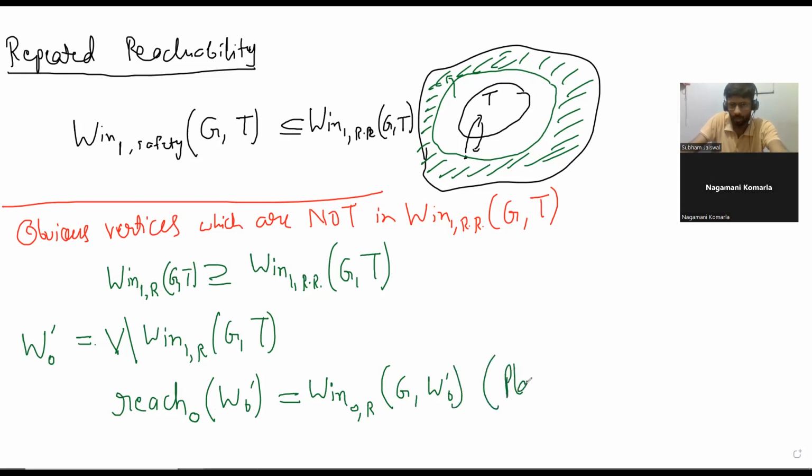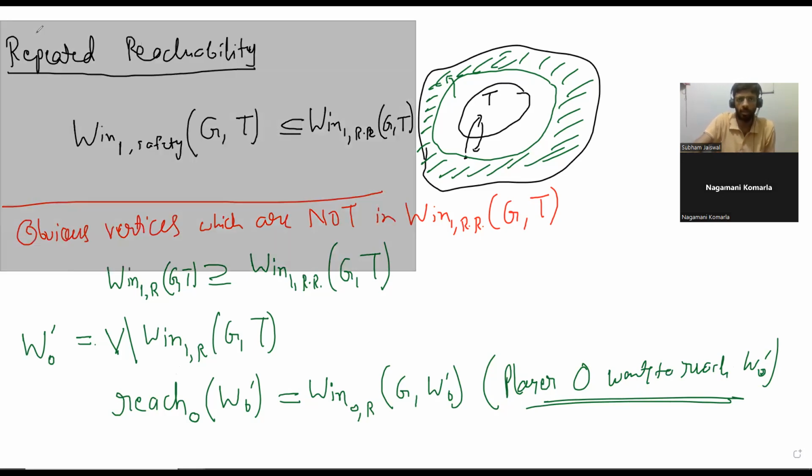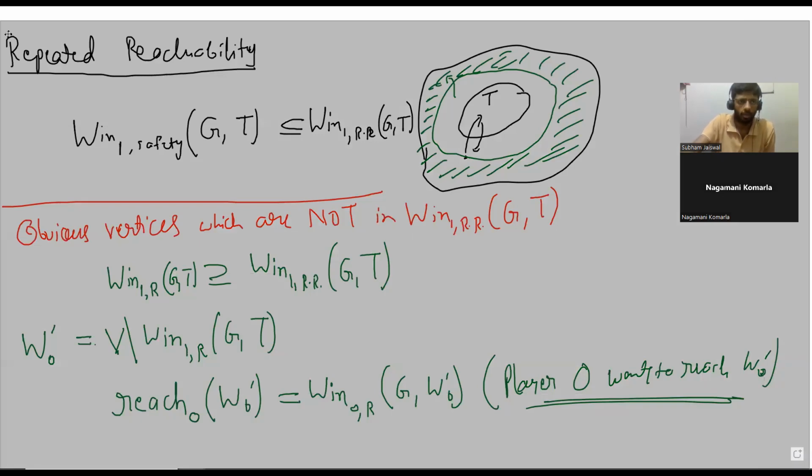So here player 0 wants to reach this W naught prime. This should not be seen as player 0 wanting to avoid W naught prime. Obviously that will not be the case. Player 0 wants to reach W naught prime, but those are the vertices we'll remove. Now it's easy. Now we will look at, let me just shrink this a little bit. I want to just do this on this page only.